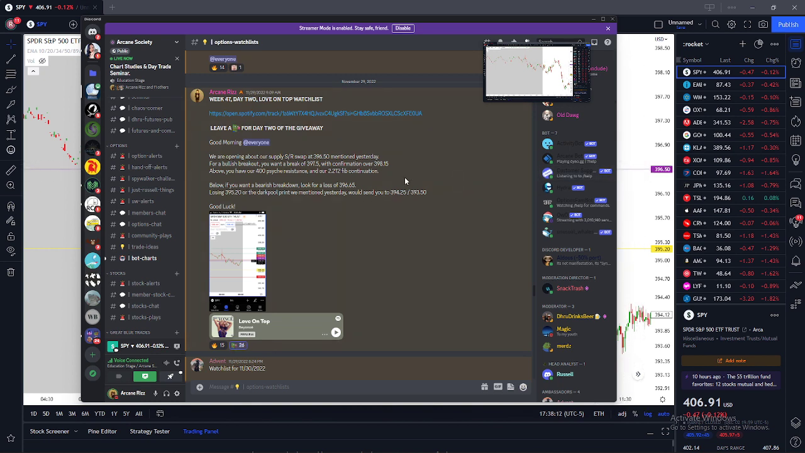For a bullish breakout, you want to break at 397.50 with confirmation over 398.15. Above, you have your 400 Psyche number and our previously mentioned 2.272 at 401.40. That is my specific measurements. Everyone's going to have different ones depending on how they measure it. Below, if you want a bearish breakdown, look for a loss of 396.65. Losing 395.20 or the dark pool print we mentioned yesterday would send you to 394.25.